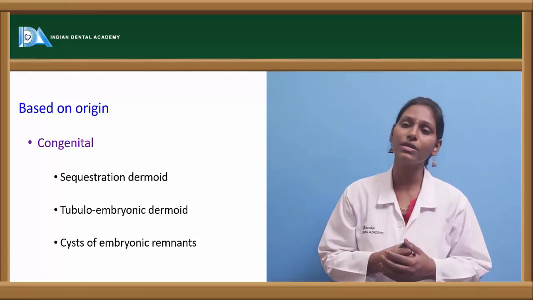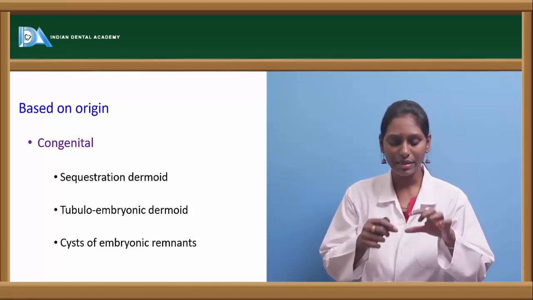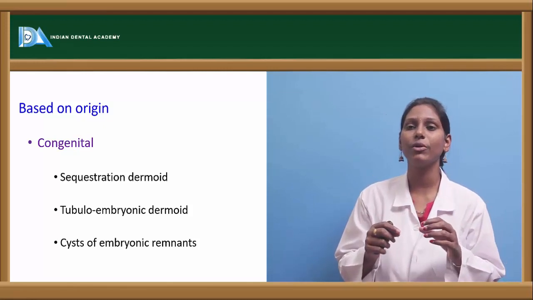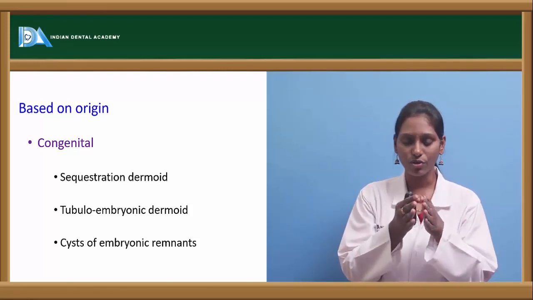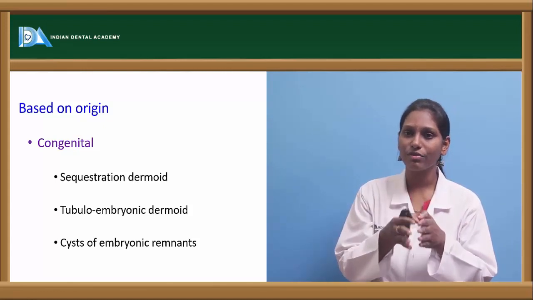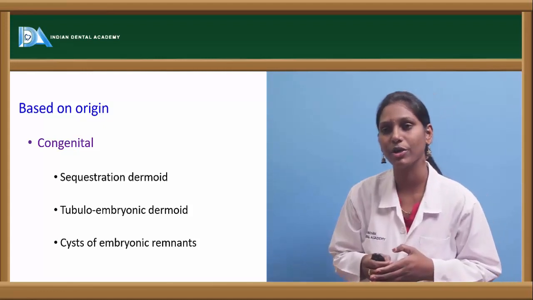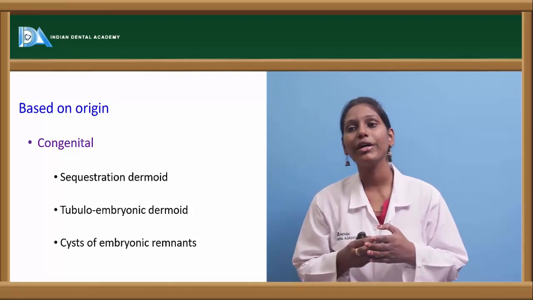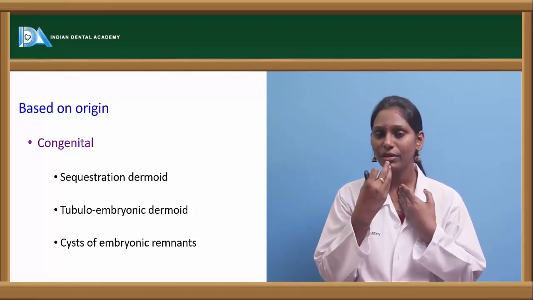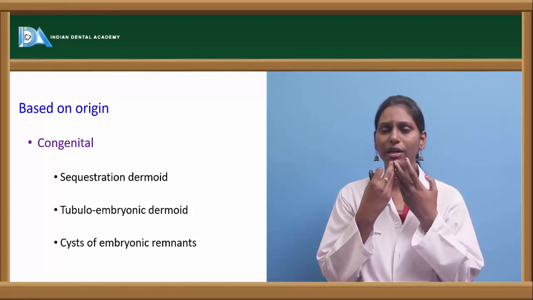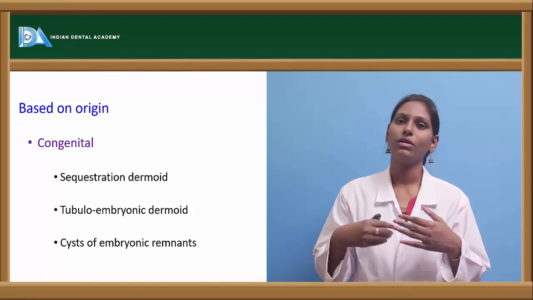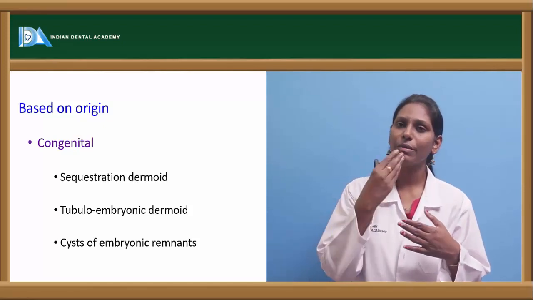Sequestration dermoids are formed along a line of closure. Along the lines of closure, epithelial remnants get entrapped between these lines, leading to sequestration dermoids. Usually sequestration dermoids are seen in the midline structures, like the midline of the neck, or in between the symphysis menti, which has to be fused after the age of 1 year. Normally this will be fused.